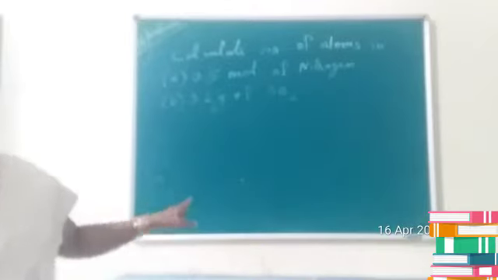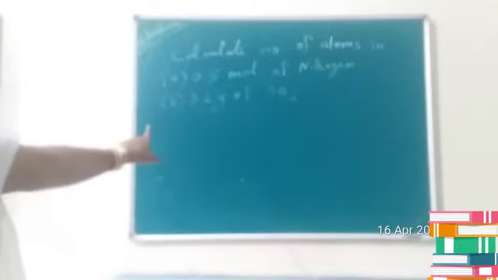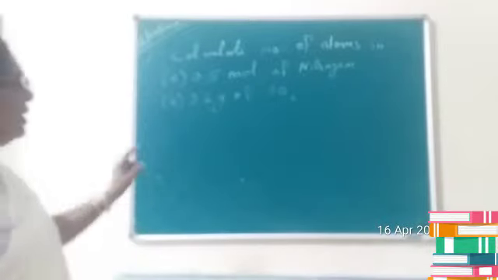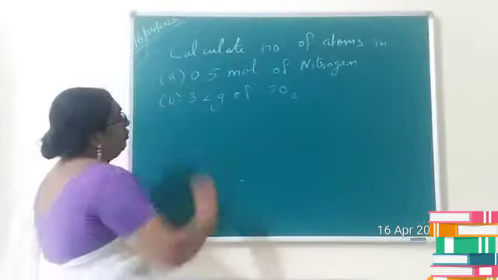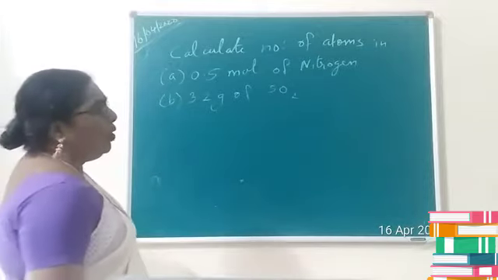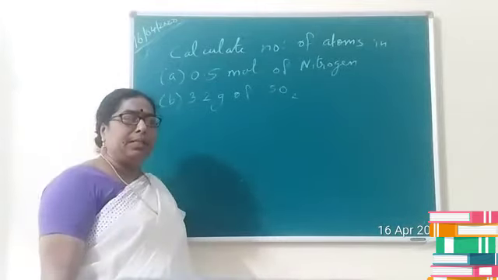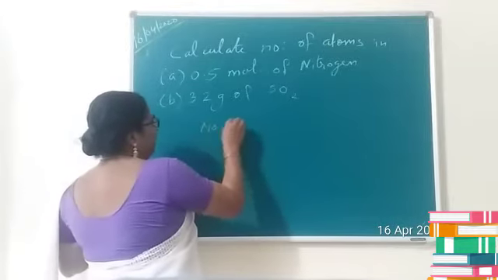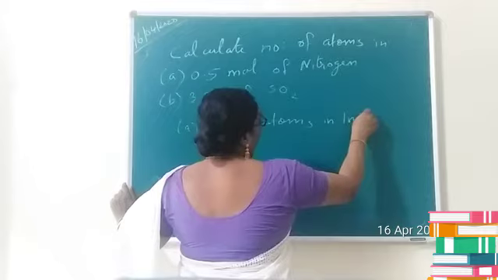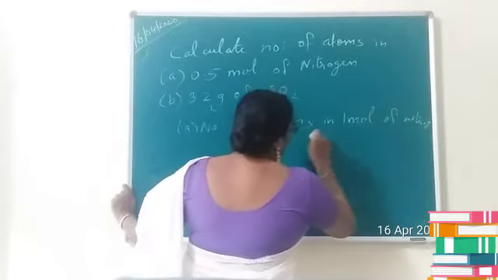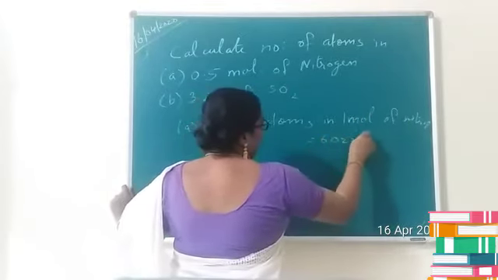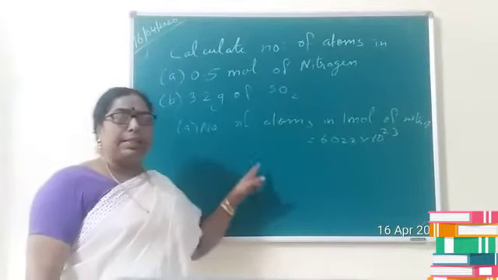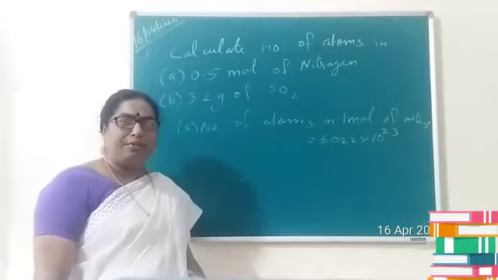Is it clear, children, the question? So we calculate the number of atoms in 0.5 mole of nitrogen and 3.2 gram of sulfur dioxide. Okay. So first part, we know that 1 mole of nitrogen contains how many atoms? Yes, Avogadro number of atoms. So the number of atoms in 1 mole of nitrogen is equal to Avogadro's constant, that is 6.022 into 10 to the power 23. So is it possible, children, to calculate number of atoms in 0.5 mole?